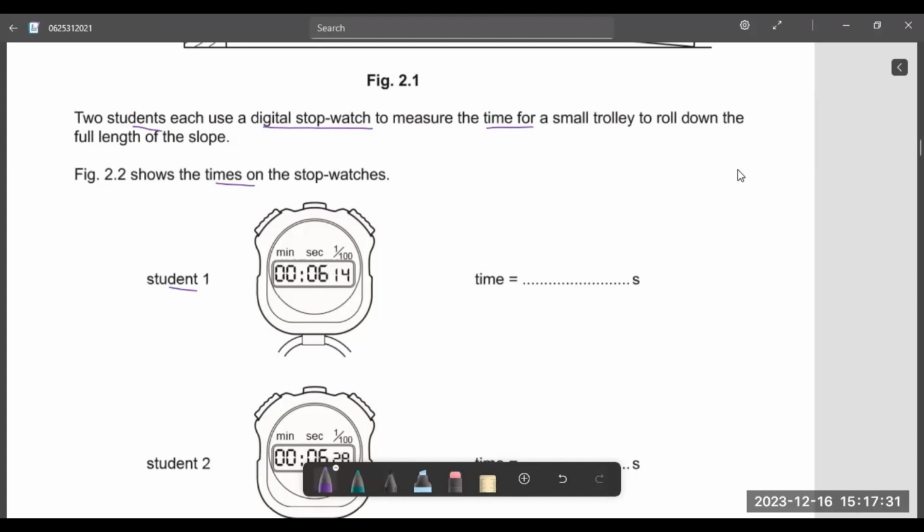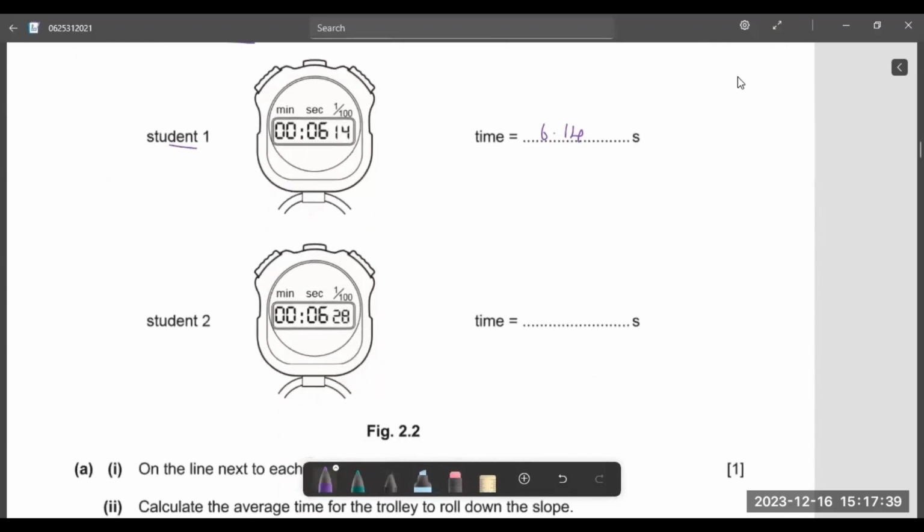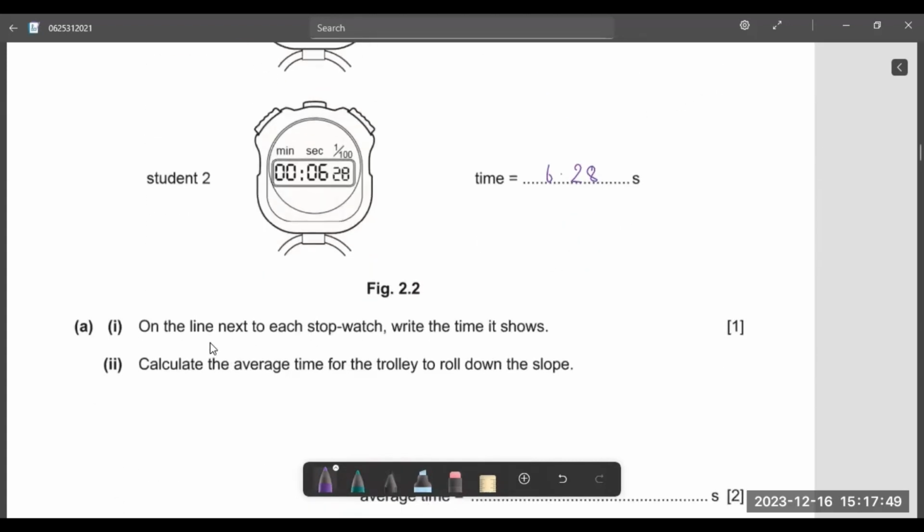Student 1 reads 6.14 seconds and here it is 6.28 seconds. So on the line next to each stopwatch, write the time it shows. Already we have written that.